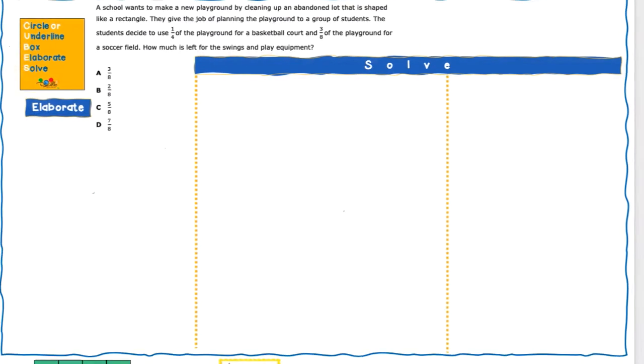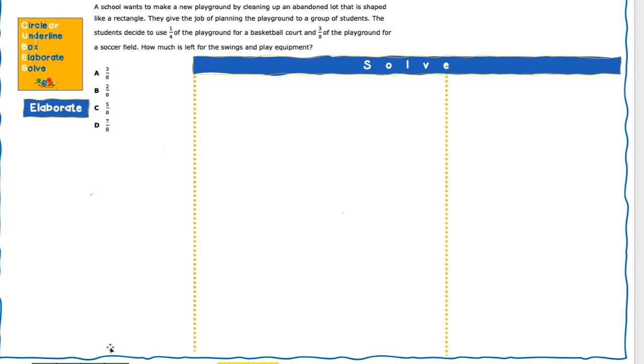Awesome, guys. So we're gonna get started by completing the section of circle or underline. What we're gonna do here, guys, is go sentence by sentence, and if we find a number, we're gonna try to understand what that number represents or what that number implies. So let's read the first sentence. A school wants to make a new playground by cleaning up an abandoned lot that is shaped like a rectangle. I didn't find any numbers.